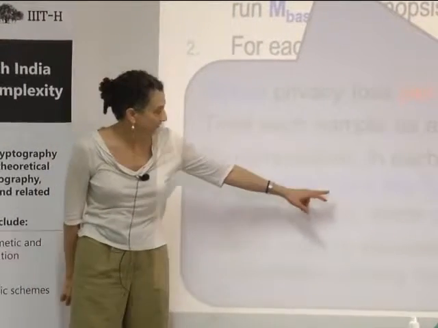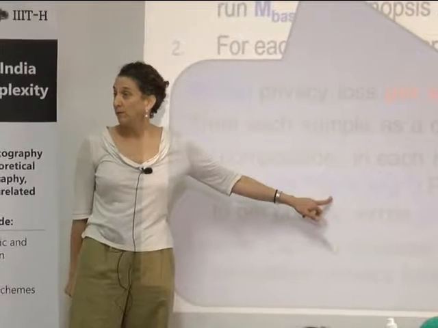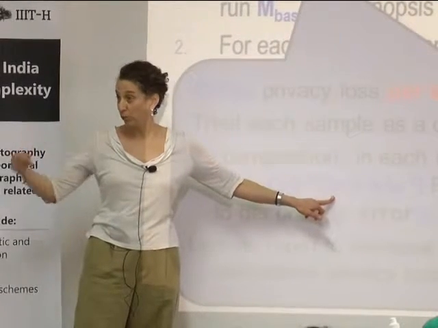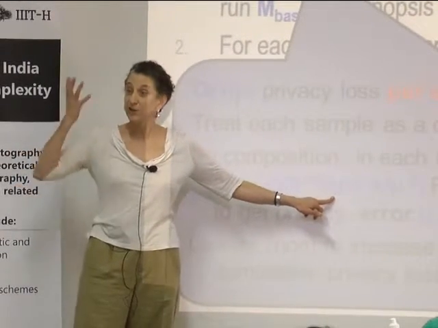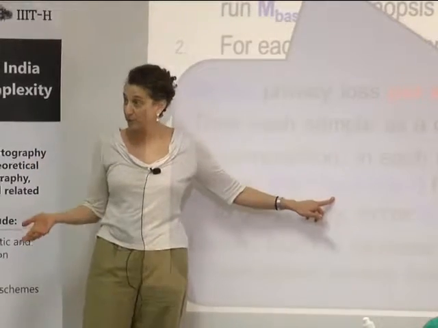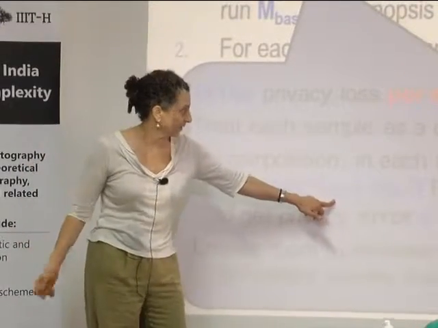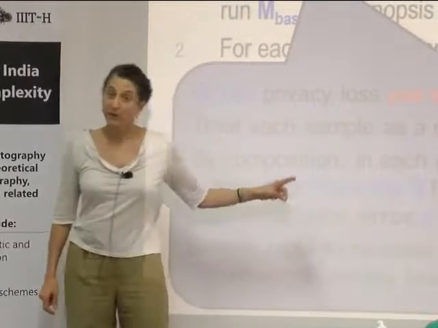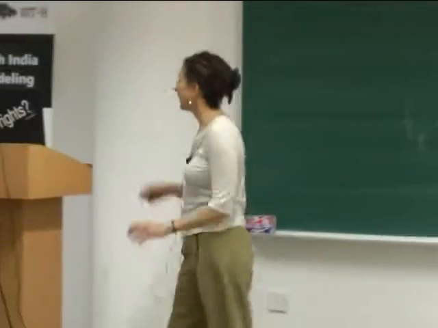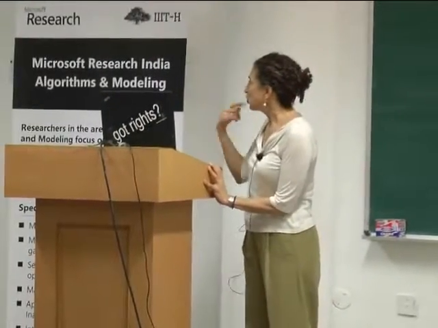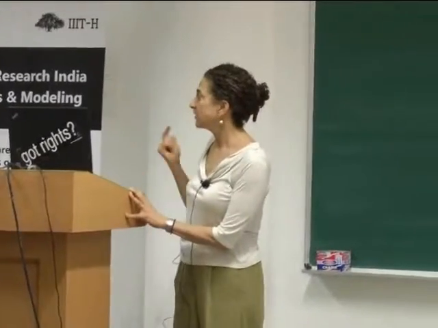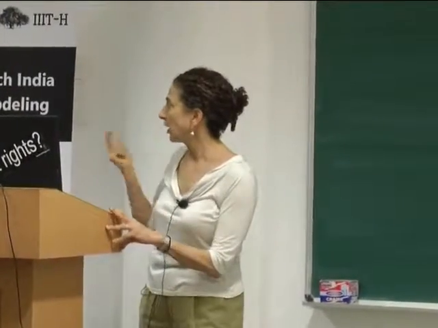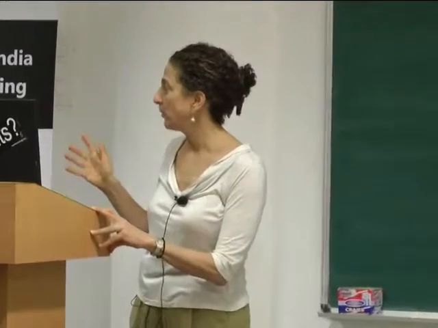K to the 1/2 divided by mu, because the sensitivity for any one is 1 over mu, and I've got k of them, and I get to use that square root of k from the composition theorem, rather than k times it, plus k over mu squared. That also comes from the composition theorem. Okay? So the total privacy loss in this particular round will look like k to the 1/2 divided by mu.